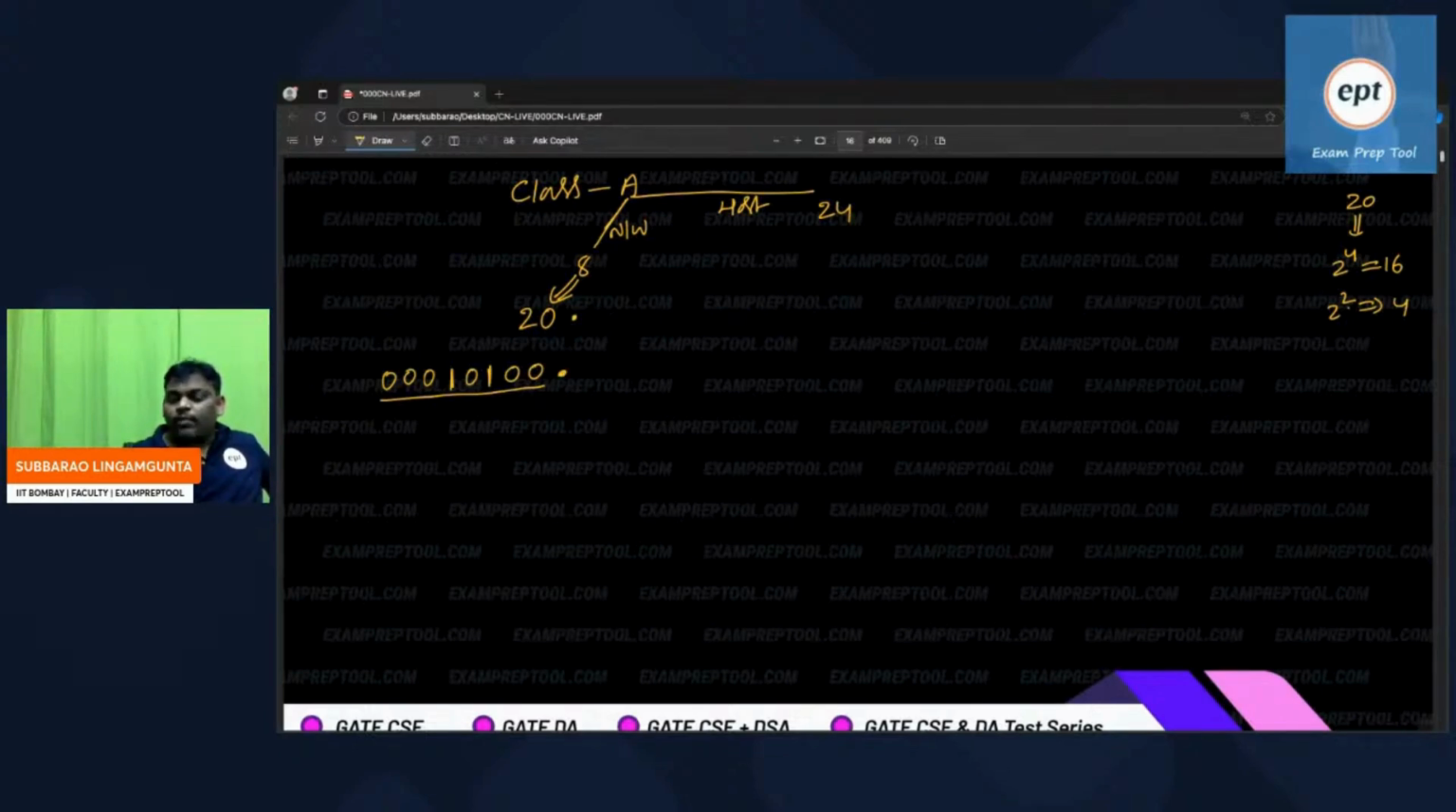Class A, right? If you take class A, network purpose is 8 bits, host purpose is 24. So using 8 bits, I am representing 20. Can anyone help me now?